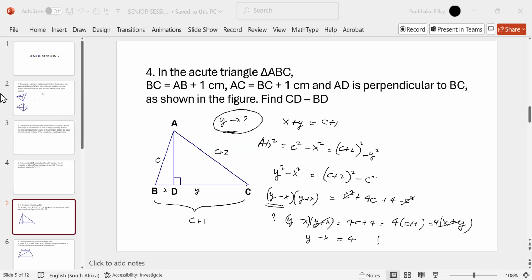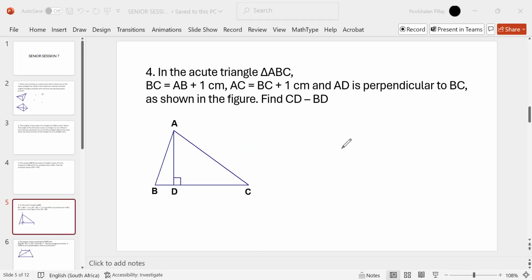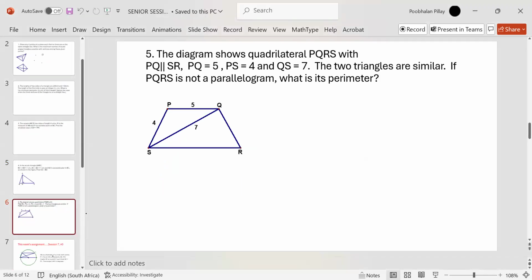Okay, so let's just get on to the next problem. So the next problem is this one here. In the diagram shows quadrilateral PQRS with PQ parallel to SR. So let's just record that. It's parallel. And 3 sides are given, right? It's in the picture. So those are the information there. Now we've got the picture. The 2 triangles PQRS.